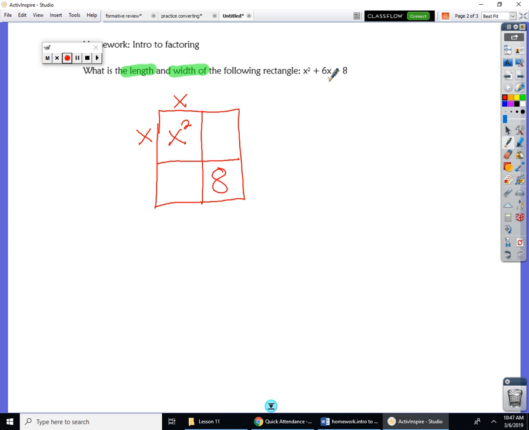So what we're looking for is to fill these two numbers in. So what two numbers will multiply to give me 8? So if I know I have 8, I know that 1 times 8 is 8, 2 times 4 is 8, and that's it. So these are the values. So if I do plus 1 and plus 8, that gives me 8. This will be 1x and 8x. That's not going to give me 6x.